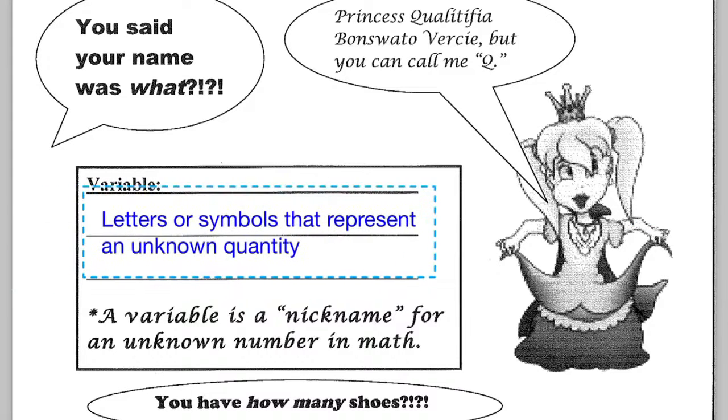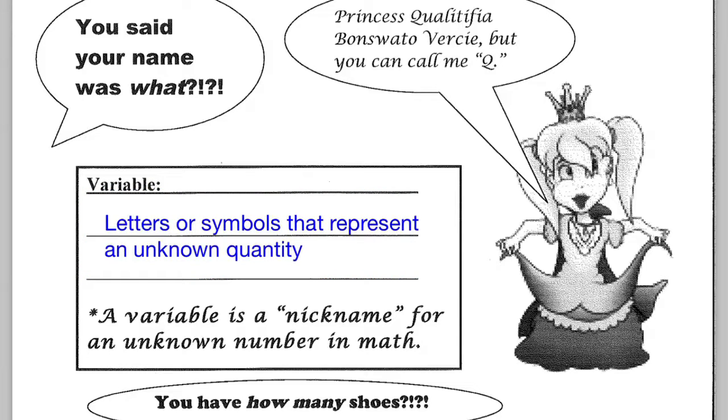The definition of variable: letters or symbols that represent an unknown quantity. A variable is a nickname for an unknown number in math. So instead of having the numbers, it's kind of like a puzzle. If we look up here with our little princess, it says Princess Qualifita Bonsuato Verses, but you can call me Q. So instead of having to write that whole long name, she's giving herself a letter to represent it, so you don't have to get tongue-tied. And that's kind of what a variable is in math. It's a nickname or something that represents something else, but means the same thing.